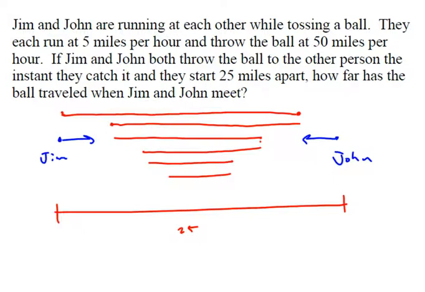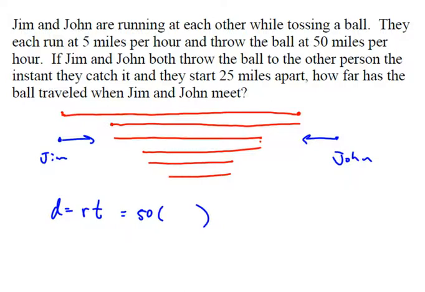But it's actually a very easy problem to get to an answer because the distance the ball travels is just distance equals rate times time. We know the rate the ball travels. The rate the ball travels is 50 miles an hour. So if we want to find the distance, then all we need to find is the time. Well, we can find the time because the time that the ball is in the air is the same amount of time that John and Jim are running towards each other.